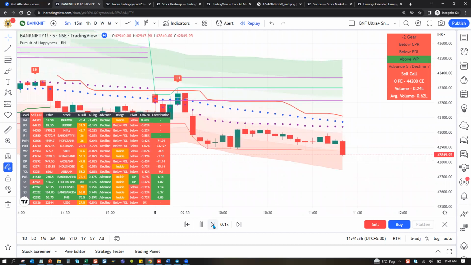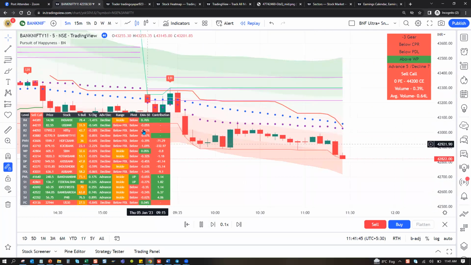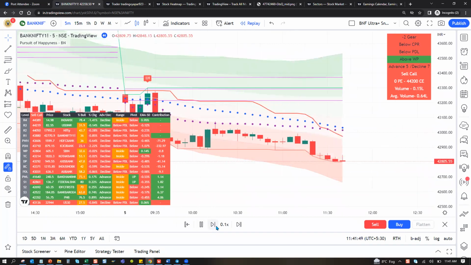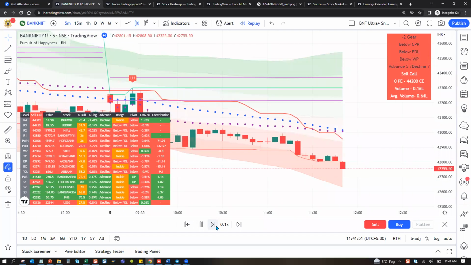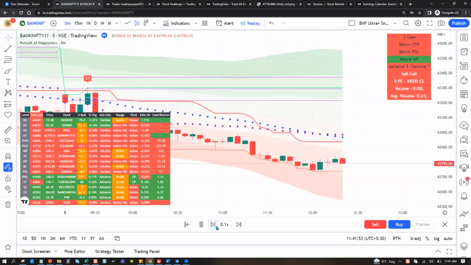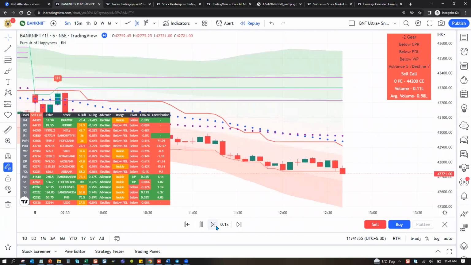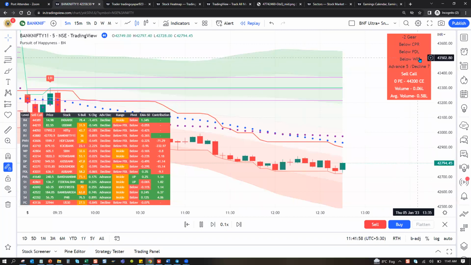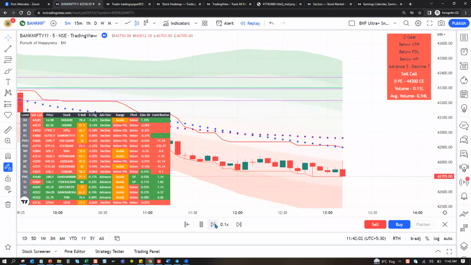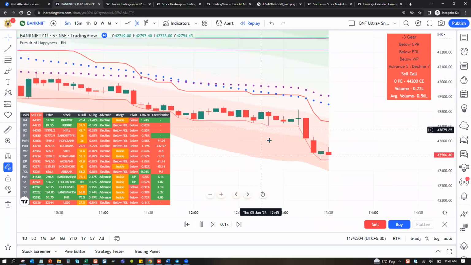So this is still falling. You can see here every minute how India VIX, USD INR, US 30 will keep on changing. So you'll see the table also live updating. You can see how this plots. Now it is below the weekly pivot point as well. So I'll just play a little fast.